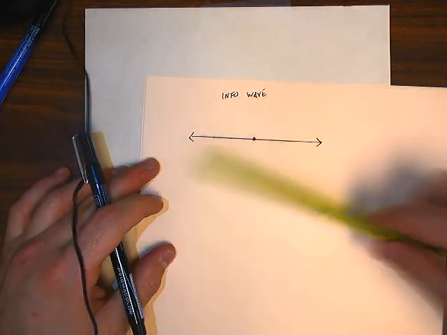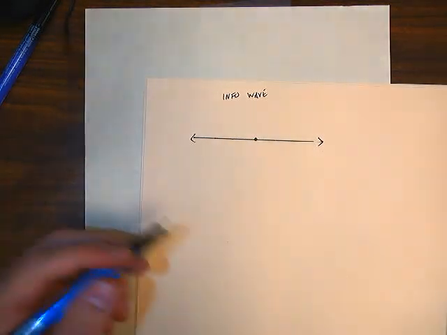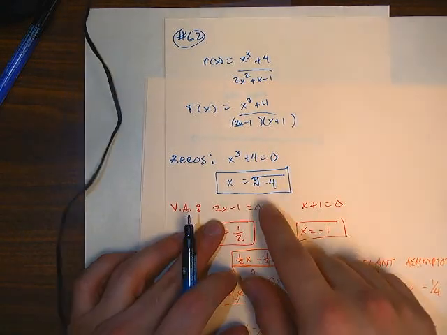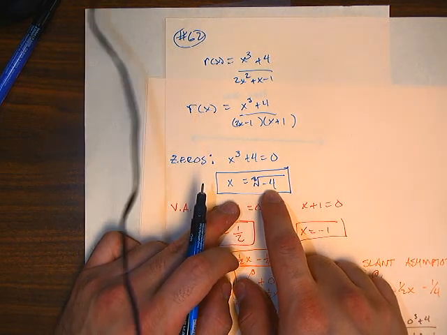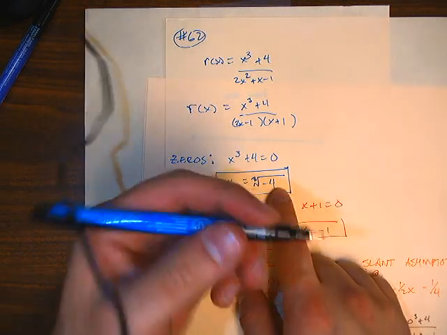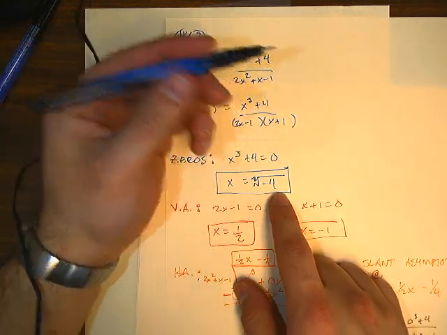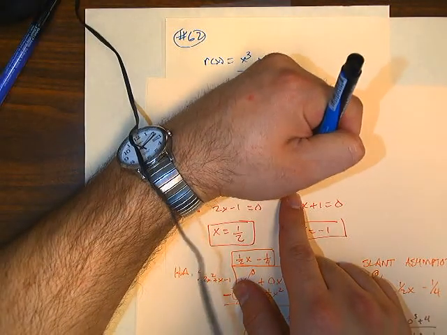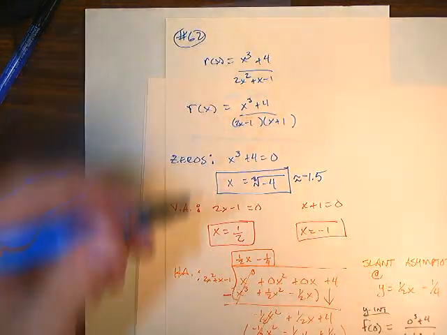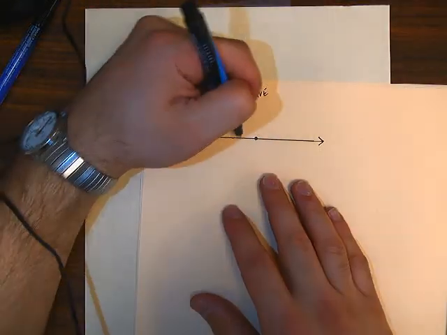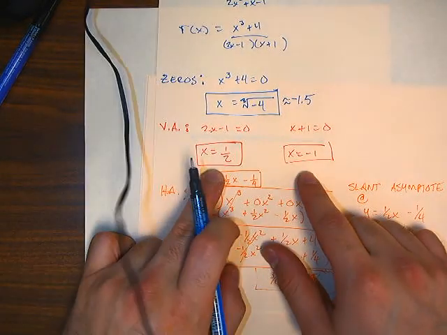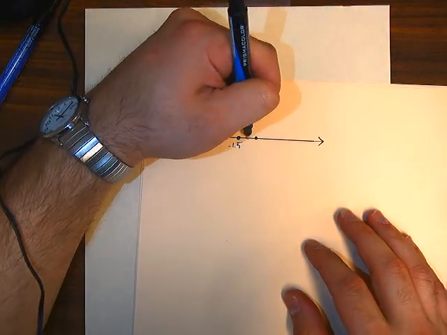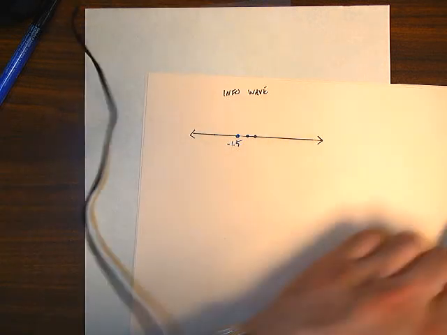And now let's take a look at where we have zeros and vertical asymptotes. So I have a 0 at the cube root of negative 4. What is the cube root of negative 4? Somebody out there? 1.587? Negative 1.587? Let's call it negative 1.5. So I have a 0 that's about right here at negative 1.5. I have two vertical asymptotes, one at 1/2 and one at negative 1. So I should have given myself a little bit more room here. We can make it work.